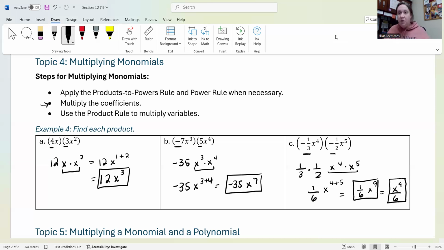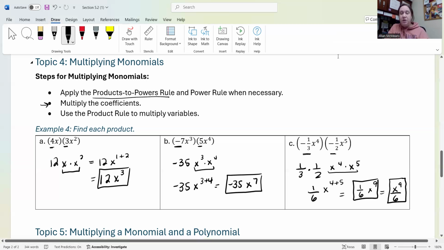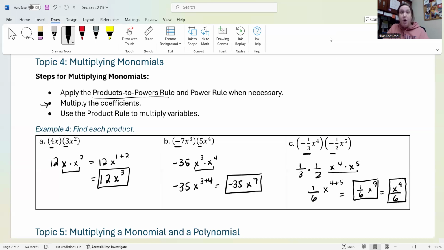That's multiplying monomials. There's really not that much to it. Just know that the first thing you want to do is the products to a power rule. So if there's exponents outside, take care of those first. Then you may potentially have to apply the power rule. If you do have the products to a power, a lot of times the power rule kind of comes embedded in there. If you don't have those two happening, multiply your coefficients, multiply your variables, and when you multiply those variables, that's where you're going to apply your product rule.